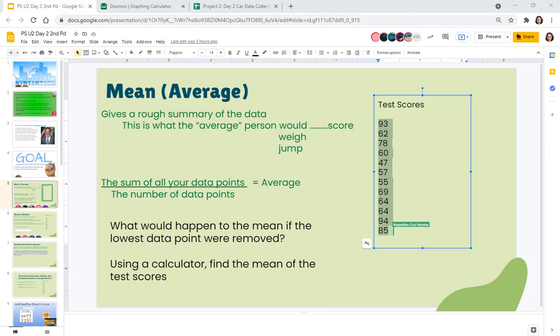All right, what answers are you guys getting? 69. You got 69. Anybody else get 69 as the average? You did? Yeah, it surprised me because I got that too, and then I was looking at it and I thought, well, 93, how could that possibly be the average? But then I see that a lot of those are quite low, 47, 57, 55. So yeah, 69 is the average.